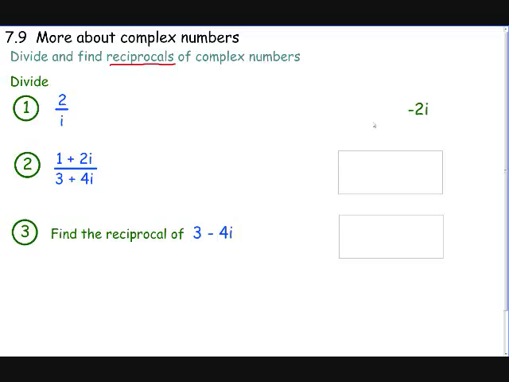How do we go from here to this answer? This is actually the reciprocal of that. Let's see how it happens. So, put my pen back. We know the reciprocal would be i.